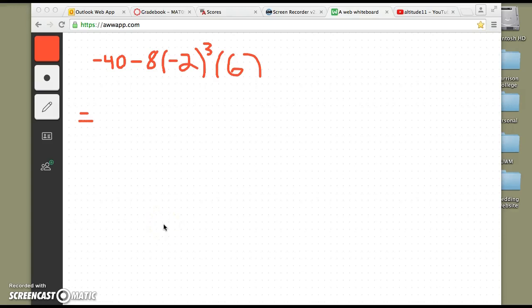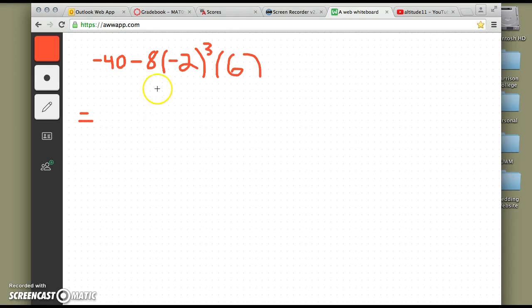Alright, so this is video over the week 3 homework, problem number 28. It says here that we need to evaluate this expression. So we have negative 40 minus 8 times a negative 2 cubed times 6.